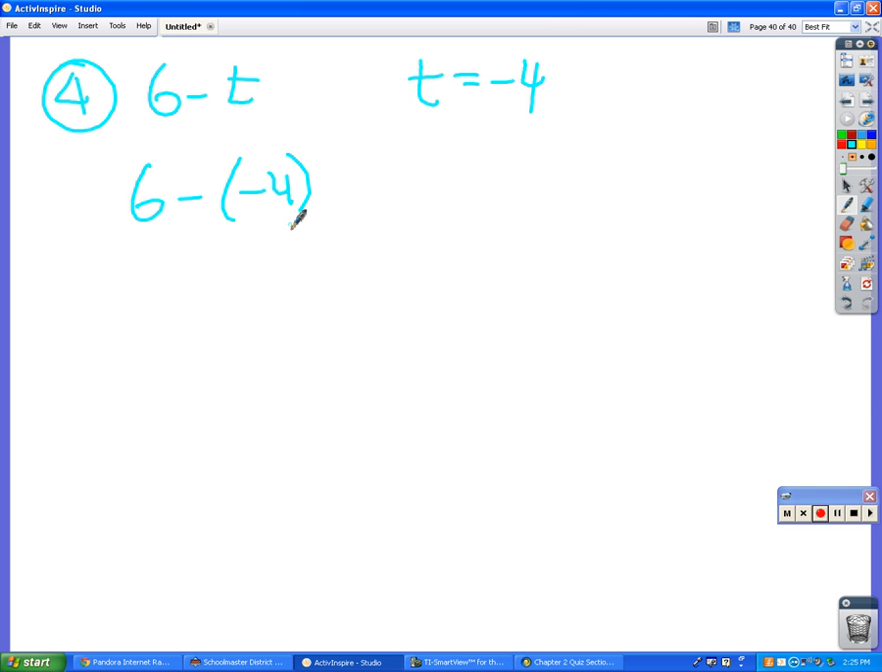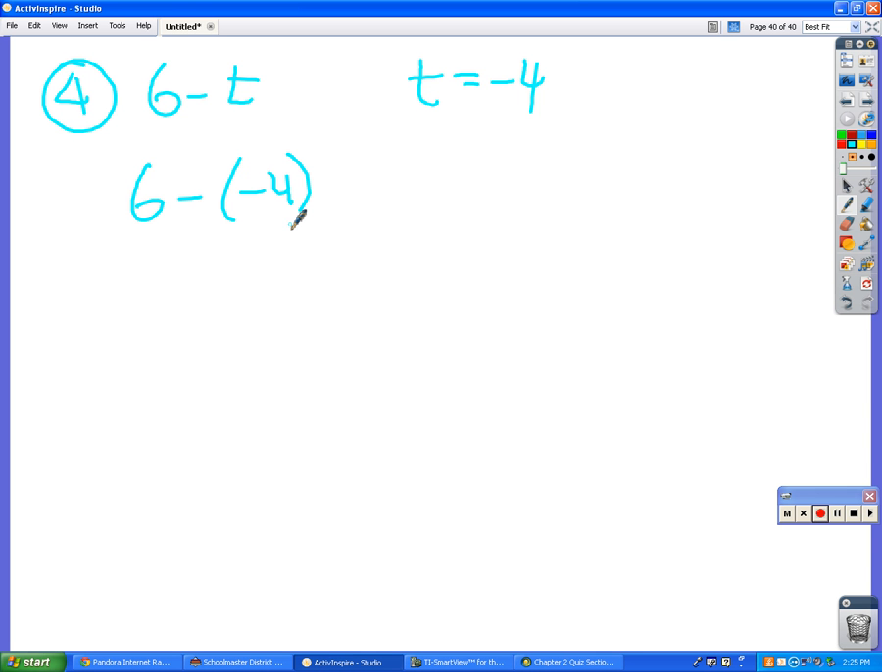Okay, so Carla said, hey, can we do another one? Let's do another one. Let's do it with a little bit of algebra in here. So let's take 6 minus t, and let's substitute into that t equals negative 4. So the first thing that I need to do is rewrite this with the negative 4 in there instead of the t. So I'm going to go 6 minus negative 4 like that.